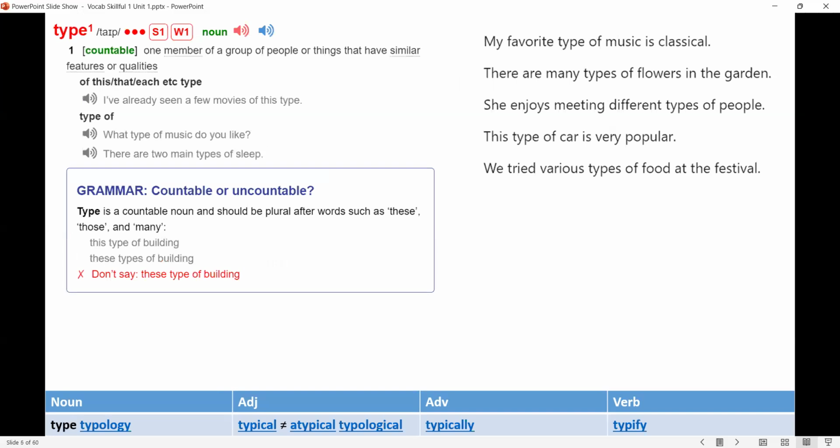Type, one member of a group of people or things that have similar features or qualities. You can say this type of building, but if you use these, you can say these types of building. Many types. So it can change to singular and plural form. My favorite type of music is classical. There are many types of flowers in the garden.